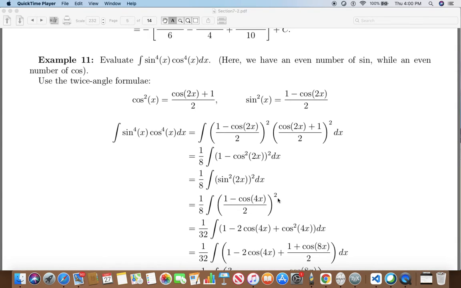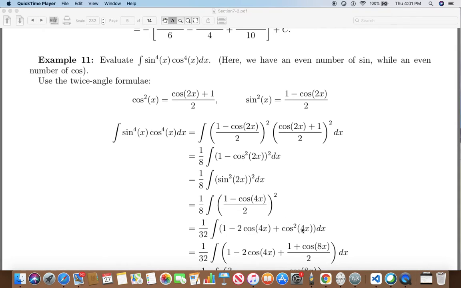Okay, so that's a 4. This should be a 16, remember? So that should be double, 64. Anyhow, so that's just a constant. So make sure you make that correction. I get 1 minus 2 cosine 4x plus cosine squared 4x dx. Okay. So we have resolved from power 4, we have come down to power 2.